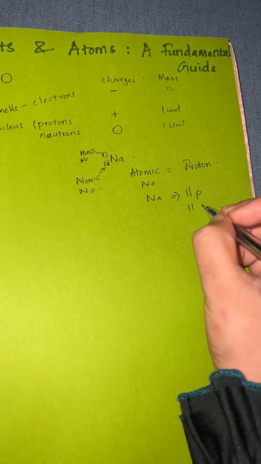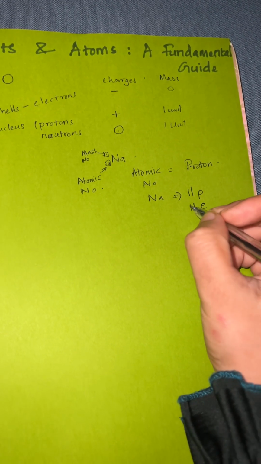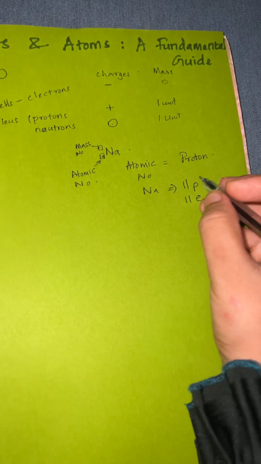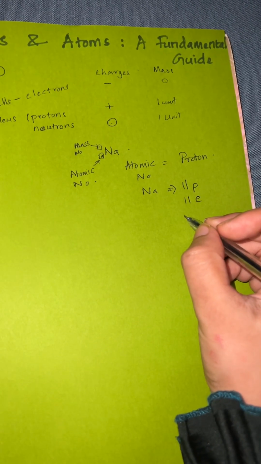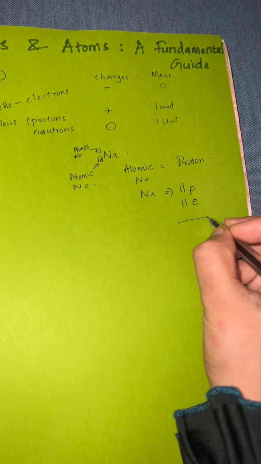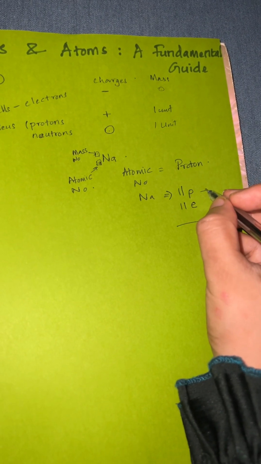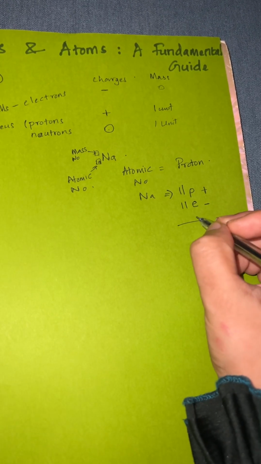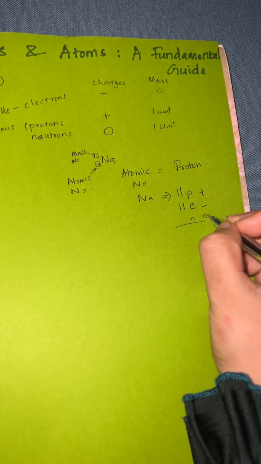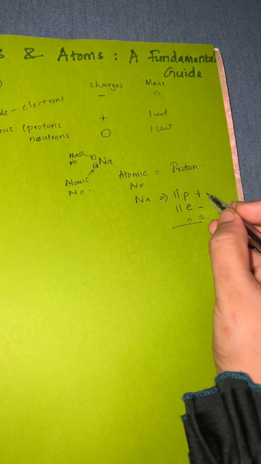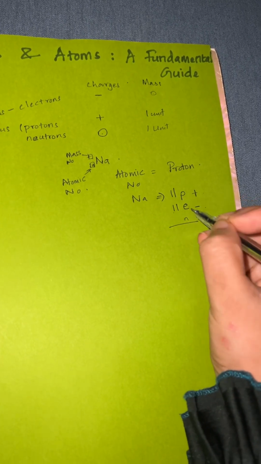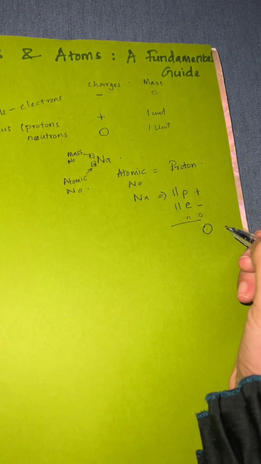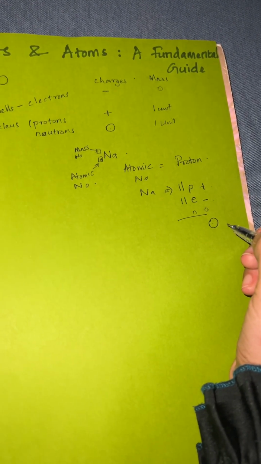So the protons and electrons in an atom will always be equal. So that's why we say it doesn't have a charge, because these are positive charges, these are negative charges, and neutrons, if there are any neutrons, have no charge. So the positives and negatives are always equal. So finally the atom doesn't have a charge. Hope you understood that.